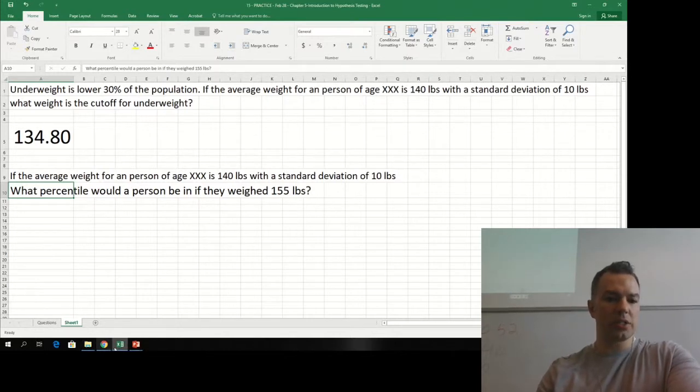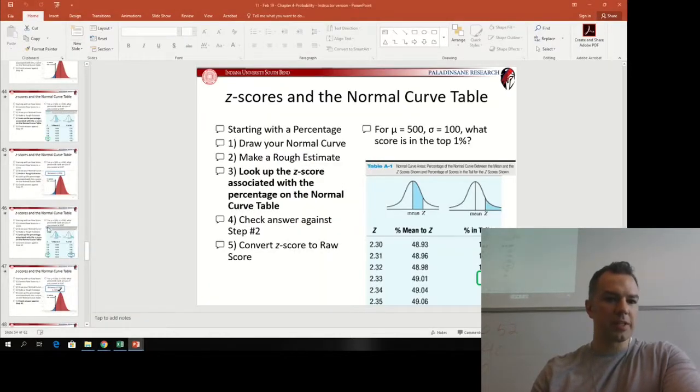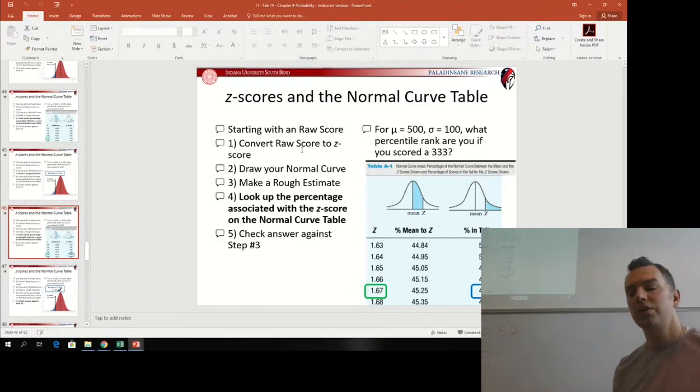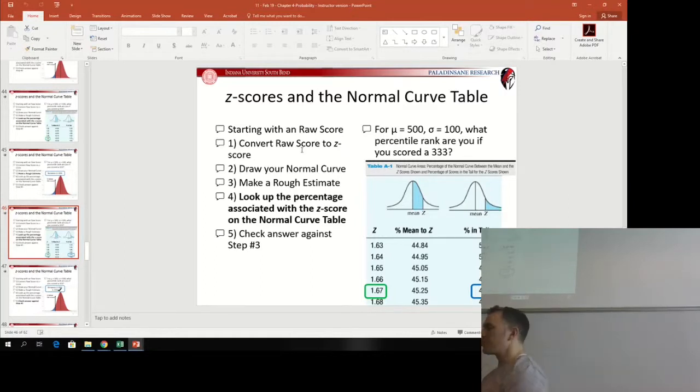All right, so just for consistency purposes, when we're starting with a raw score, we drew our normal curve. We want to convert our raw score to a z-score. So one of the nice things about going from a raw score to a percentage, going from a percentage to a raw score, is that you know you're going to have to deal with z-scores. So if you complete your question and you have not gone to that unit normal distribution table, something went wrong. So look for that. And the first thing we're going to do here is convert our raw score of 155 into a z-score.